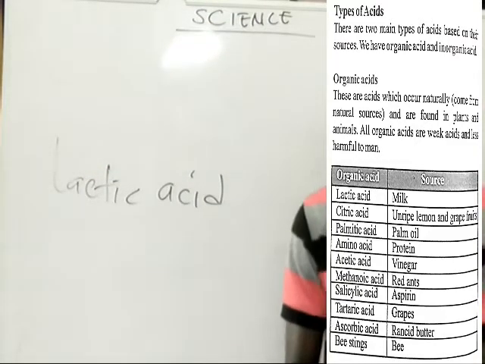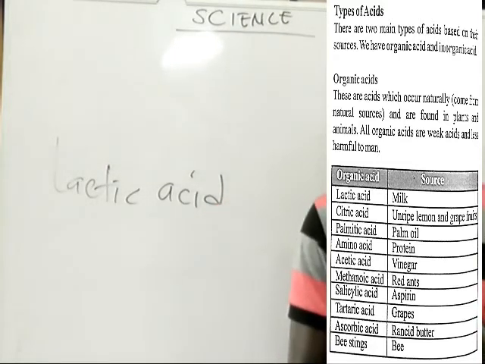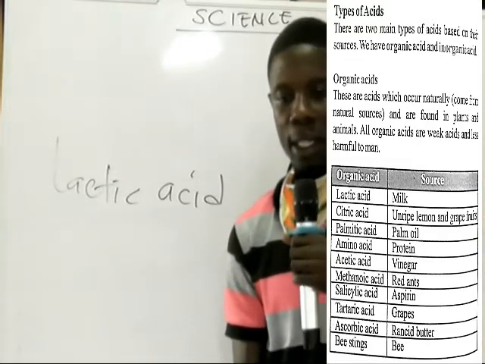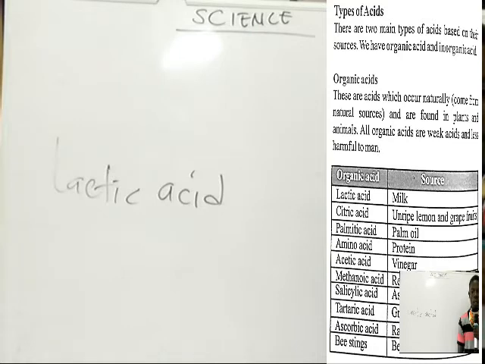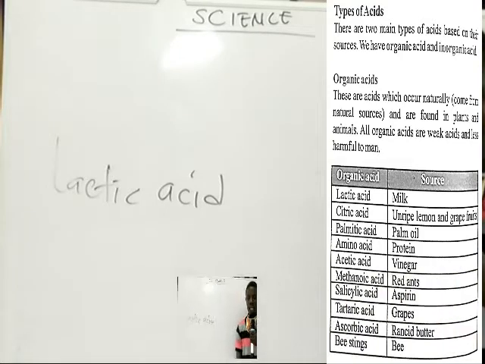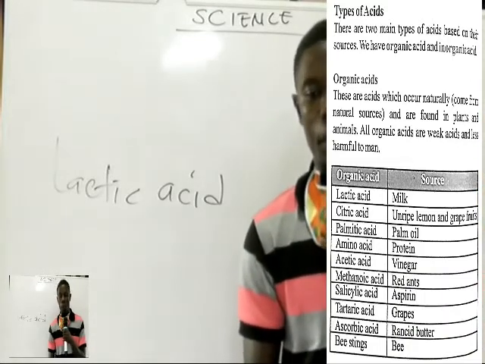We also have Lactogen over there. If you go to the market, you can also buy some. Its source is milk. Now, let us go to the next example. The next organic acid is citric acid. Citric acid can be obtained from unripe lemon and grapefruits. This is its source. The next one is palmitic acid. Look at its name. We can get this from palm oil.